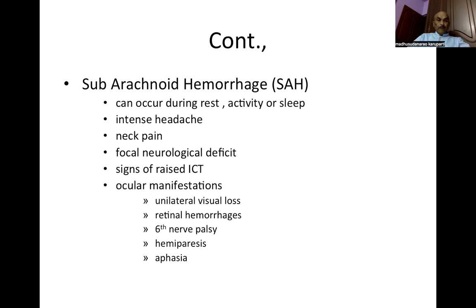Coming to subarachnoid hemorrhage, it can occur during rest, during activity, or during sleep. It could be, again, spontaneous or due to rupture of aneurysms. The patient develops an intense, unbearable headache. Never in the history of his life might he have experienced such a severe, intense headache. That intense headache is followed by pain in the neck, and a focal neurological deficit rapidly develops. There will be signs of raised intracranial pressure because of the obstruction to cerebrospinal fluid, and sometimes it presents with ocular manifestations. There could be unilateral vision loss, retinal hemorrhages, sixth nerve palsy, hemiparesis, aphasia, etc.